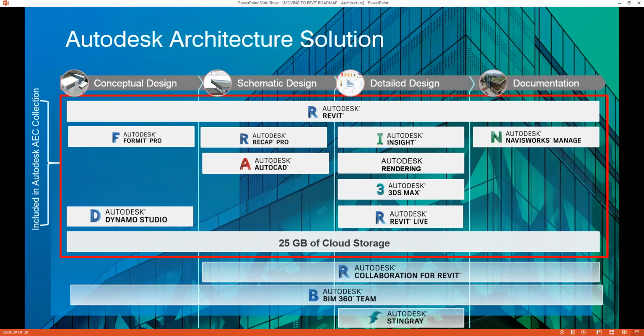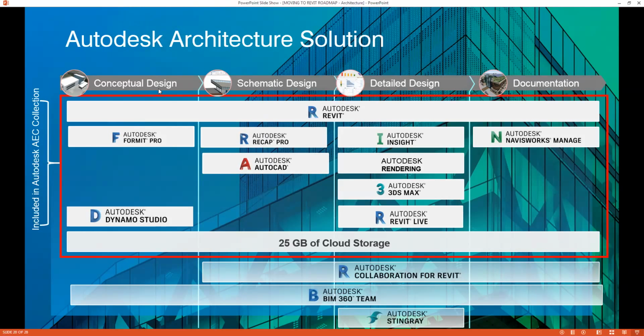Okay. For architectural solution, schematic design. Now, do we understand these different stages? Conceptual design, schematic design, detailed design, documentation. Because if you don't understand what your clients are doing, there will be times when you might just say something that is not accurate.